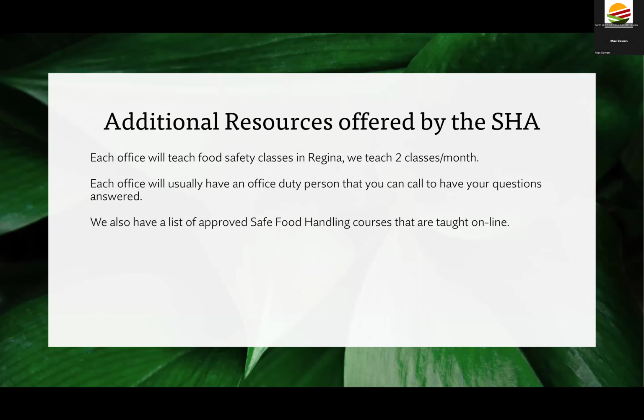So, additional resources offered by the SHA. I'm based out of Regina. We have more staff than most except for Saskatoon. So we do teach food safety classes, usually 2 a month in Regina. We sort of shut down July and August because a lot of people take vacation, so we want to make sure we have enough staff for all our other work. But the rest of the year, it's usually 2 classes per month.